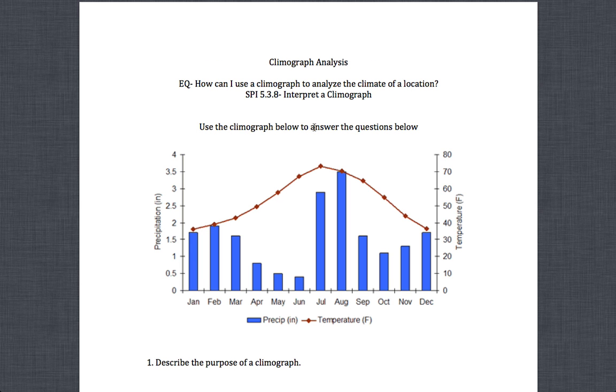All right, hello everyone. Today we're going to look at a new topic, and this topic is that of climographs. You're probably wondering what is a climograph. Well, first of all let's look at our EQ. Maybe that'll help us to kind of understand.